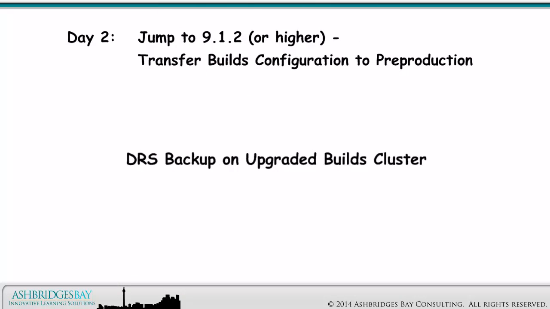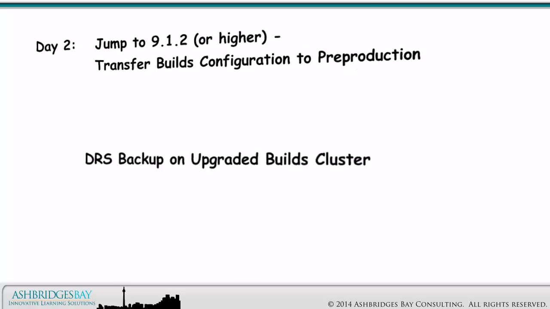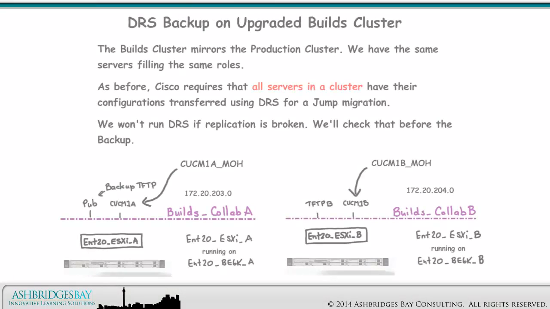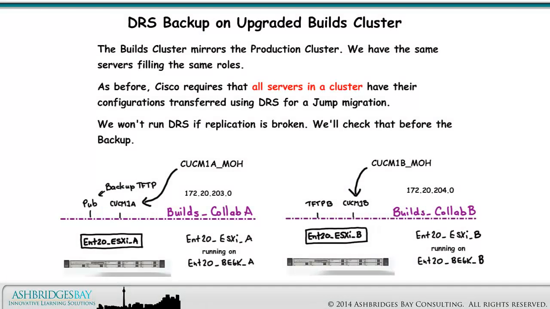Let's outline the first step, a DRS backup on upgraded builds cluster. The builds cluster mirrors the production cluster. We have the same servers filling the same roles. As before, Cisco requires that all servers in a cluster have their configurations transferred using DRS for a jump migration. We won't run DRS if replication is broken. We'll check that before the backup.